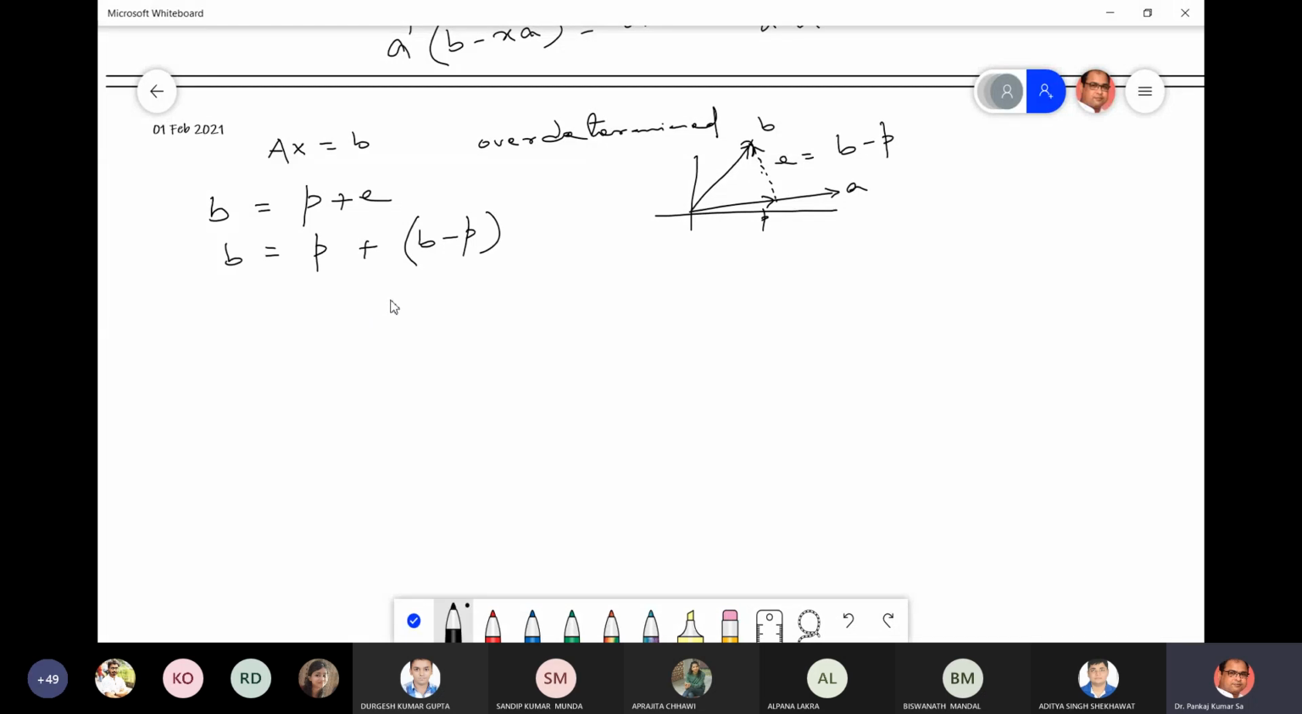Now, what exactly is this b minus p, this error term? What exactly is it? This is 90 degrees, isn't it? Or so to say, this part is orthogonal to the column space of A. If I say it is orthogonal to the column space of A, this is also orthogonal to the row space of A transpose.